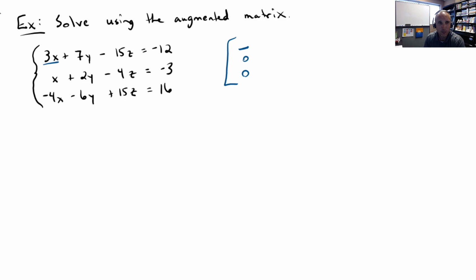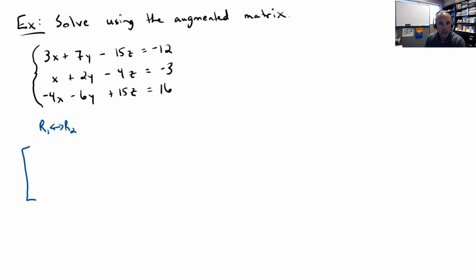And right now, that would mean using a 3 to eliminate the x and the negative 4, which would be fine. However, I know it might be a little bit easier if I used a 1x to eliminate my 3 and my negative 4. So my preference here is I want my x to be in the top left. So before I even make my augmented matrix, I'm going to interchange row 1 with row 2, and then I'll create my augmented matrix.